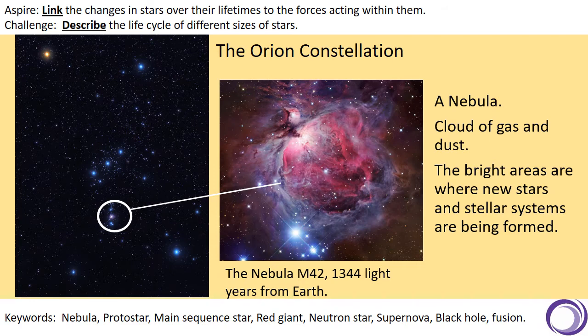And that nebula that's got the exciting name of M42, sounds like a motorway, is 1,344 light years away. So if you're travelling at the speed of light, it would take 1,344 years to reach it. In universe terms, that's relatively close. It's visible quite clearly with binoculars as well. You will see a fuzzy picture because of all the dust and gas that's in there.